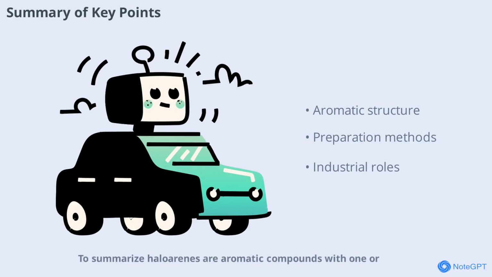To summarize, halogens are aromatic compounds with one or more halogen atoms attached to the benzene ring. They exhibit unique physical and chemical properties, are prepared by various methods, and play important roles in industry and research. Understanding their structure, reactivity, and applications is essential for anyone studying organic chemistry.